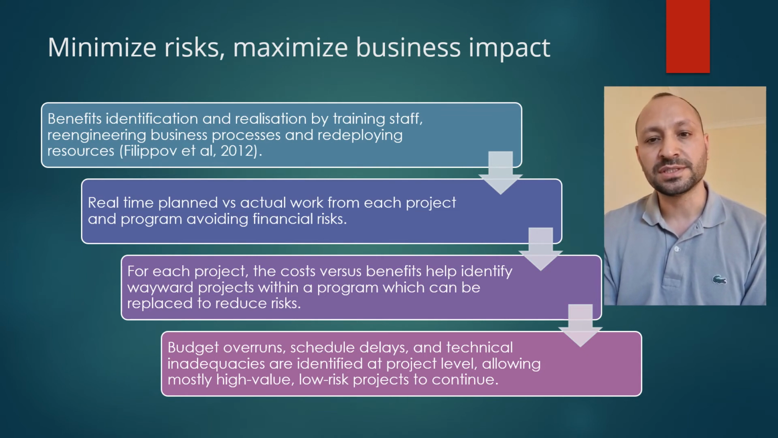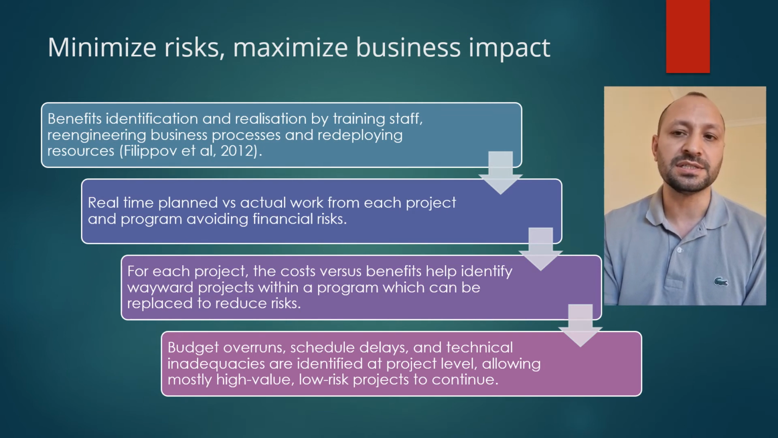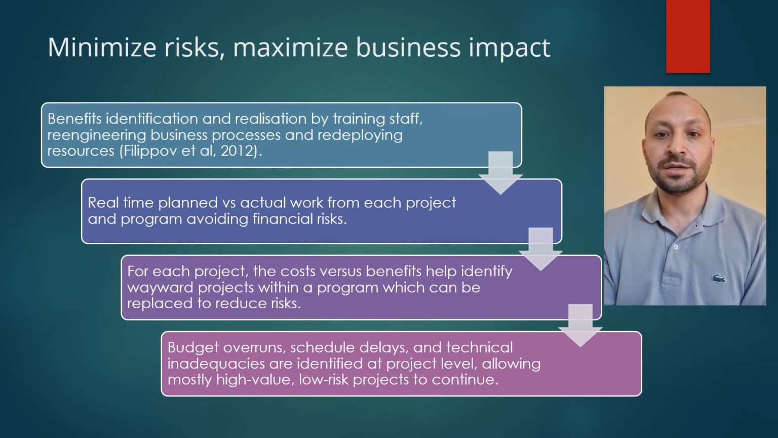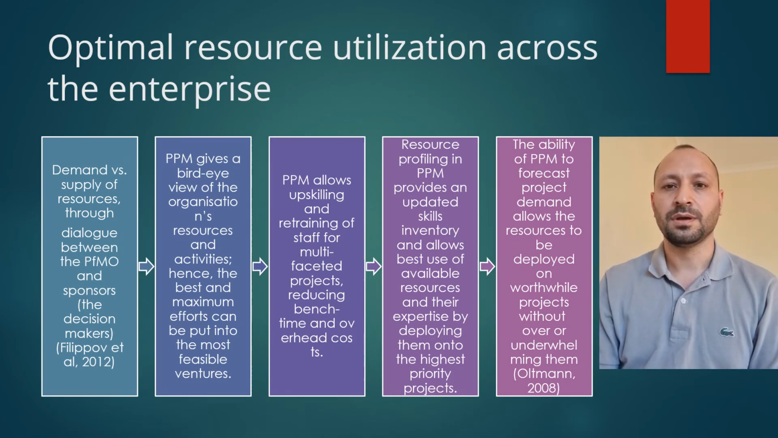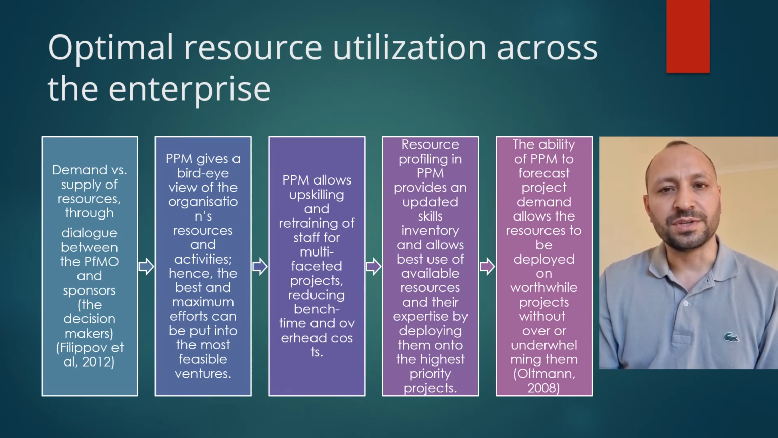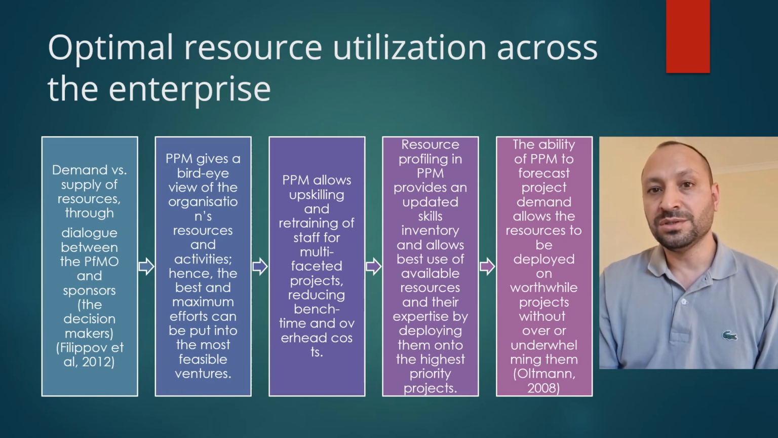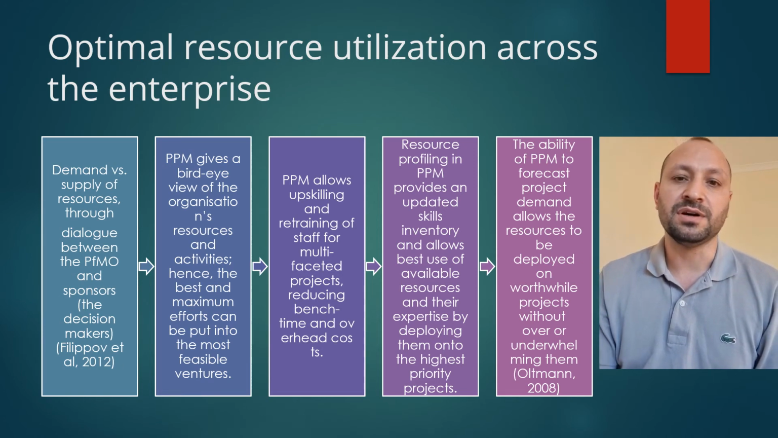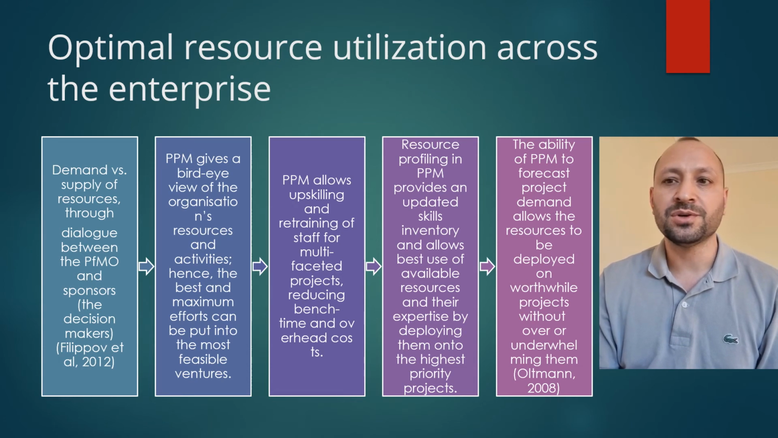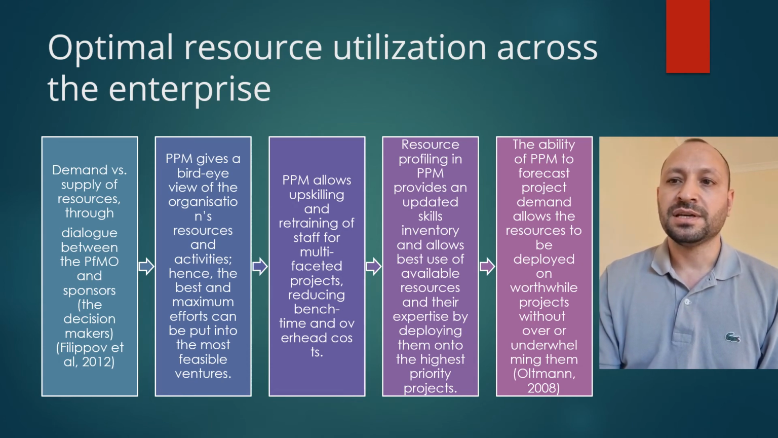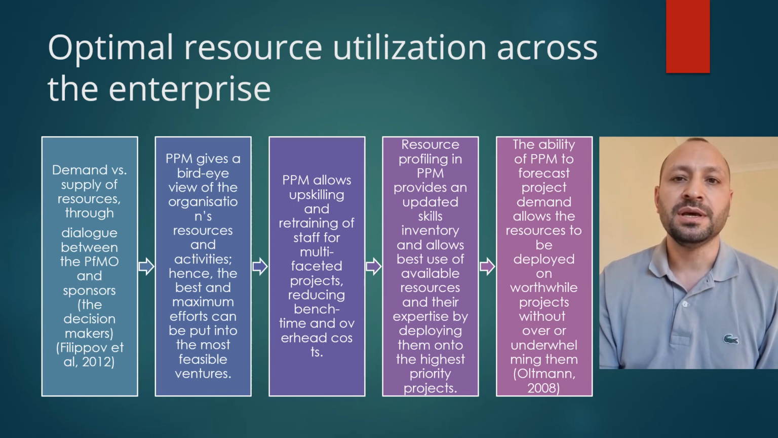Similarly, budget overruns, schedule delays, and technical inadequacies are identified at the project level, and mostly high value and low risk projects are allowed to continue. The project management office, in coordination with the business sponsors, manages the demand versus supply of the projects. Because PPM allows a bird's eye view of the resources and activities going on in the organization, it allows the maximum efforts to be spent on the most feasible projects.